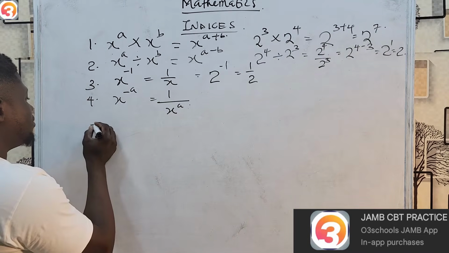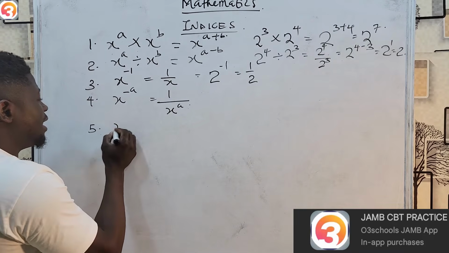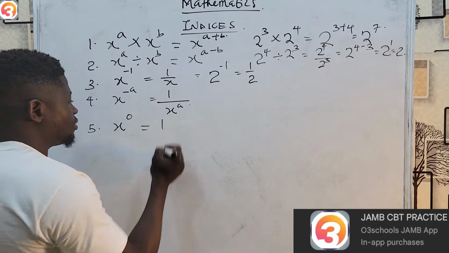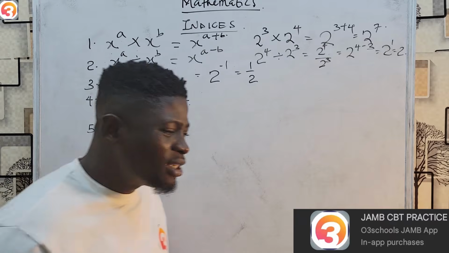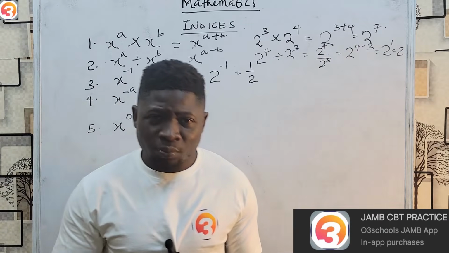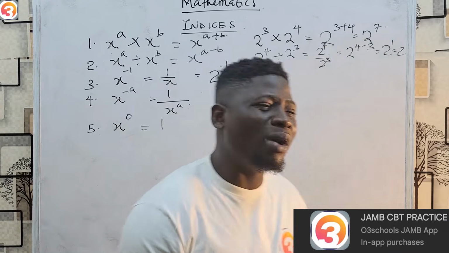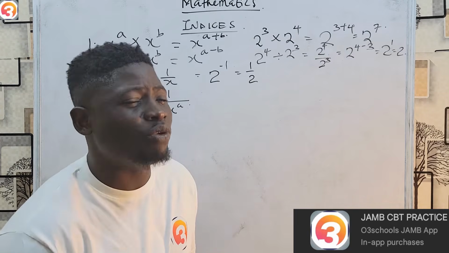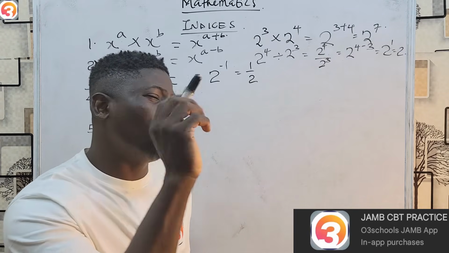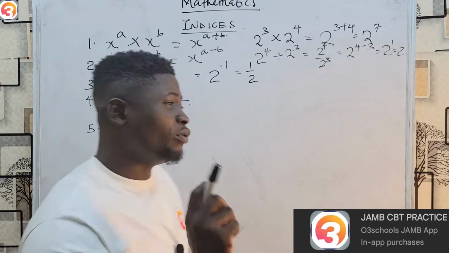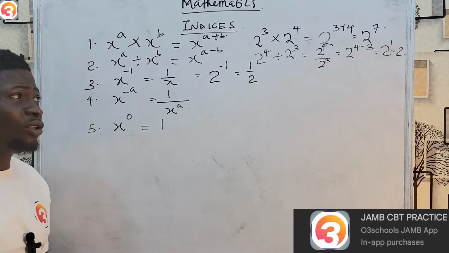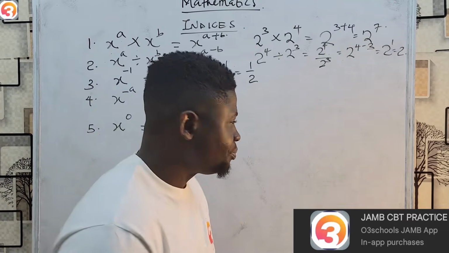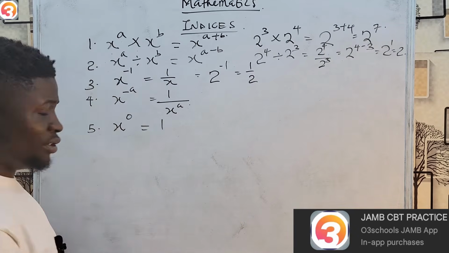Now, number 5, if I have x raised to the power 0, it is equal to 1. Anything raised to the power of 0, whether it's 350 billion, million, trillion, quintillion, if it is raised to the power of 0, it will give you 1. So that's why this law of indices holds, that anything raised to the power of 0 is 1.